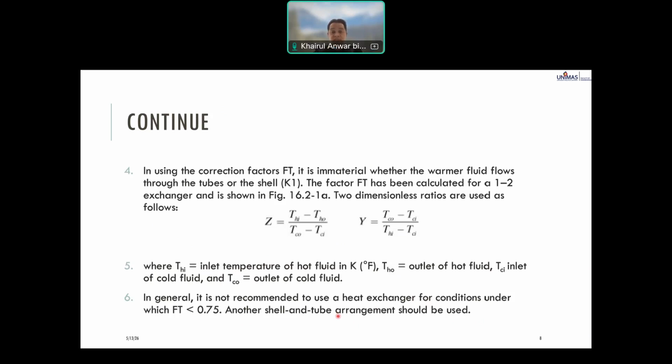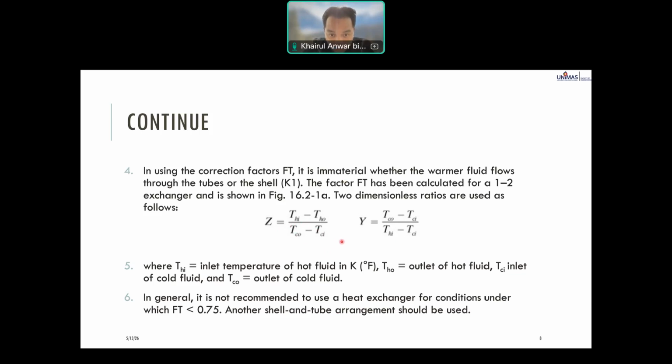The factor FT has been calculated for a 1-2 exchanger and shown in Table 16.2-1A. The two dimensionless ratios are used as follows. So we calculate Z and Y. If you refer to this, the denominator is the same.